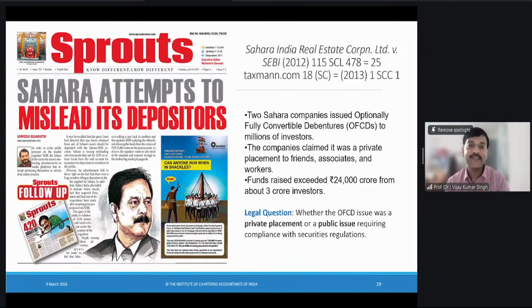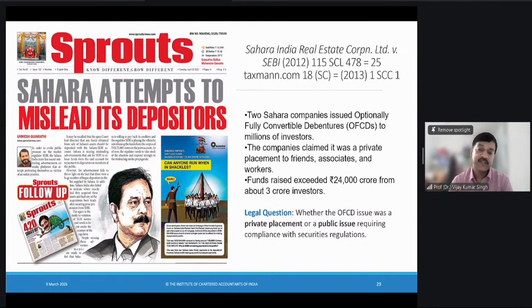Requirement at that point in time was 50. And here the investors increased more than 3 crore. So this case was a classic case which came before, and there was a huge litigation being fought by Sahara in SEBI, Securities Appellate Tribunal, and subsequently in the High Court and Supreme Court.